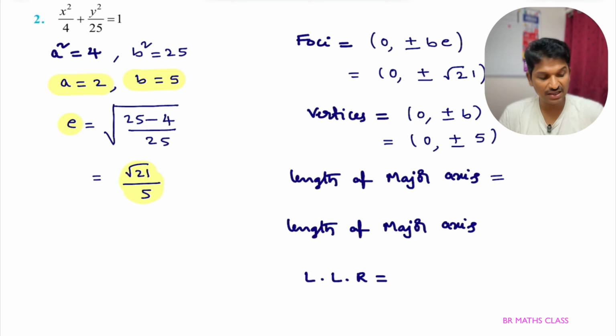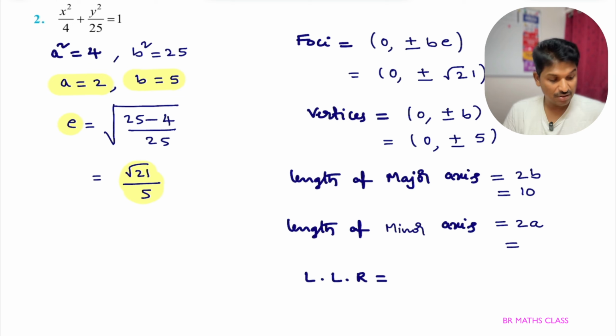In the second type, the length of the major axis formula is 2b and the length of the minor axis formula is 2a. You need to know these things with proper practice. If you watch the second video, third video, I clearly explained, right? So 2b, b is what? 5. 2 into 5, 10. The length of the minor axis formula is 2a. What is a? a is 2. 2 into 2, 4. Okay.